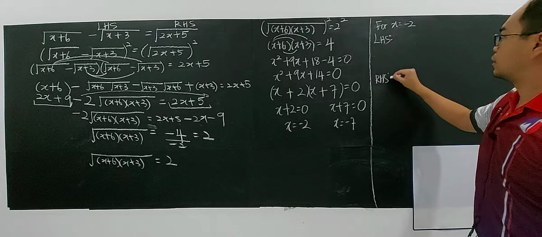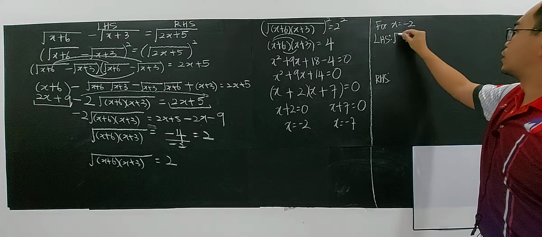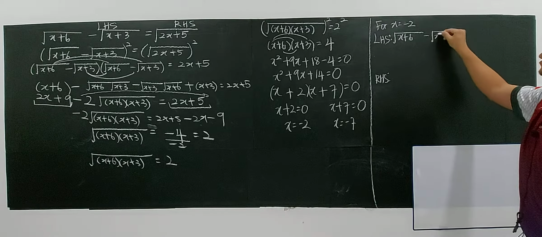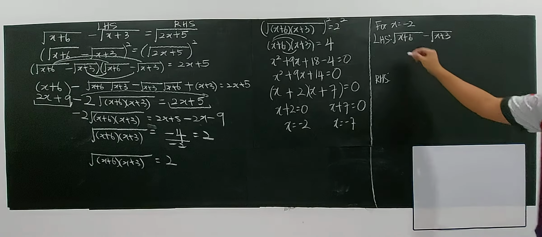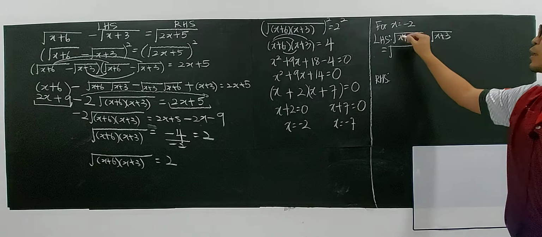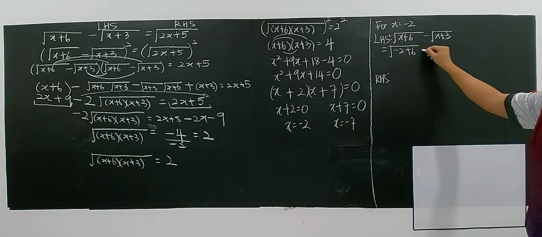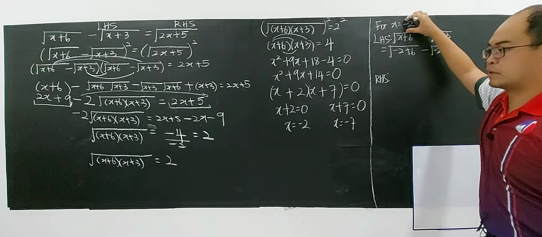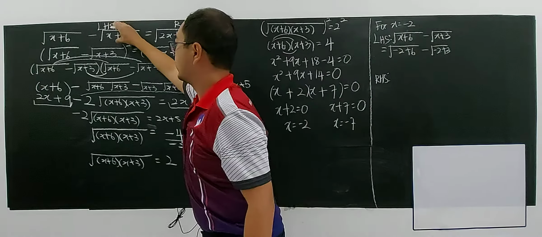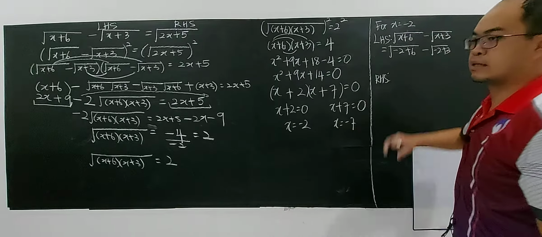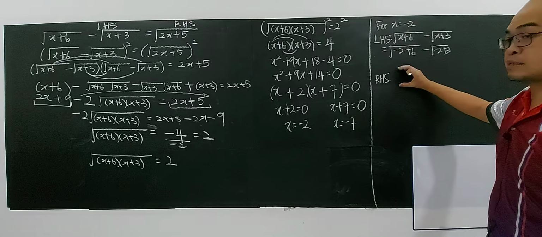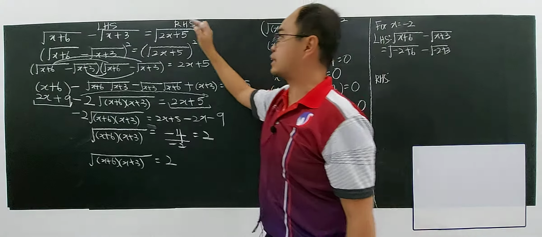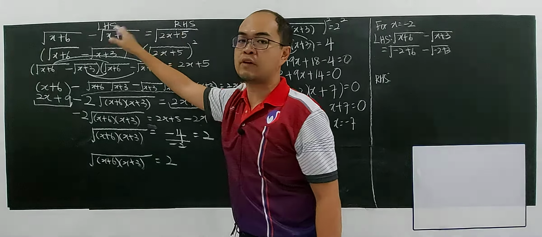Right? The left hand side is square root of x plus 6 minus square root of x plus 3. If you substitute the x inside here, you have negative 2 plus 6 minus, negative 2 plus 3. You substitute this solution into the left hand side, and you also substitute it into the right hand side. You compare whether the left hand side and right hand side values are the same or not. If they are the same, then I can say that this satisfies this equation, because equal, the value must be the same.